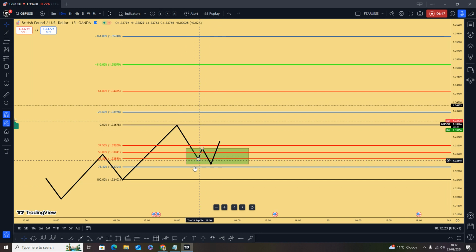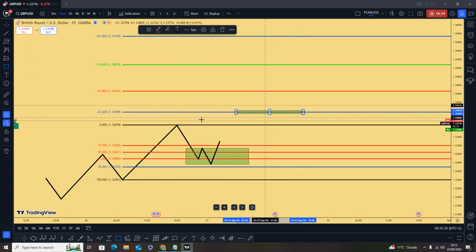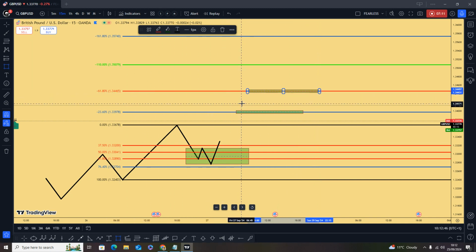Okay. So now you are in this market, you are buying this market. Where should you be looking for target? This is what we call the first target, this area here, and that is the minus 23.6%. Okay, and this is the second target, minus 61.8% of the move. Okay, we've put minus there because we don't like to reverse the Fibonacci. Okay, so those numbers are very important.